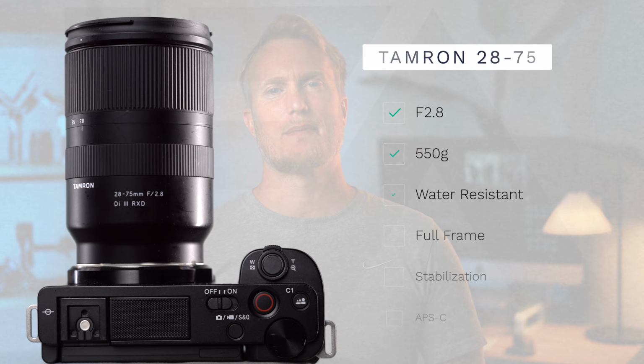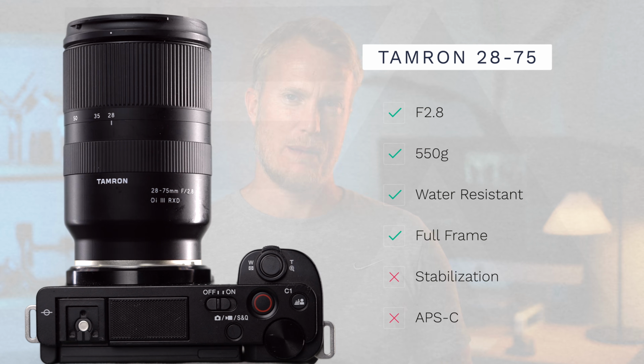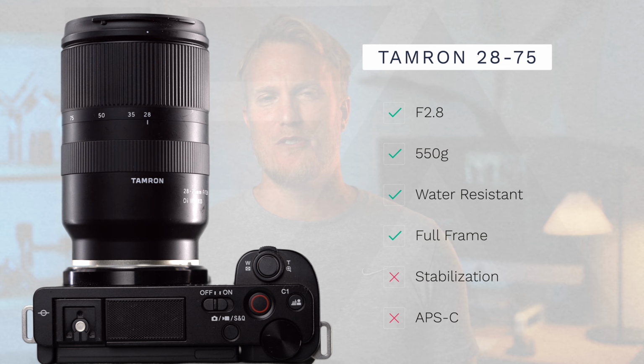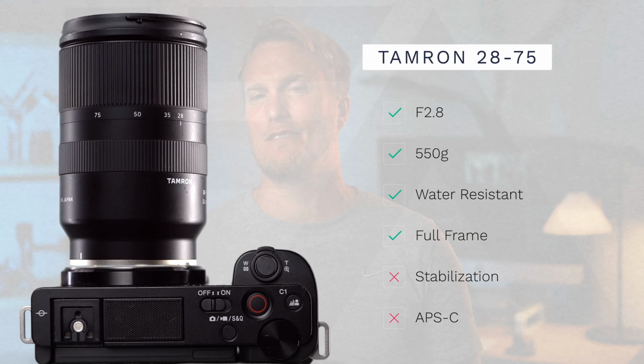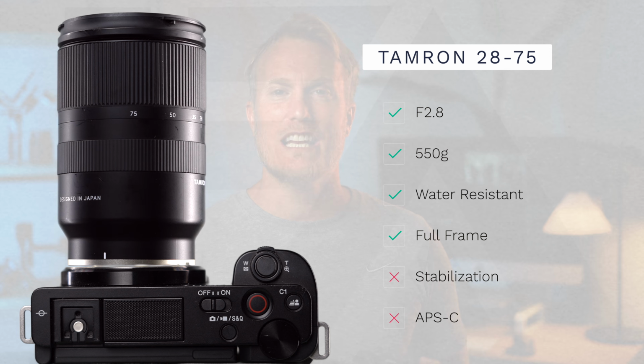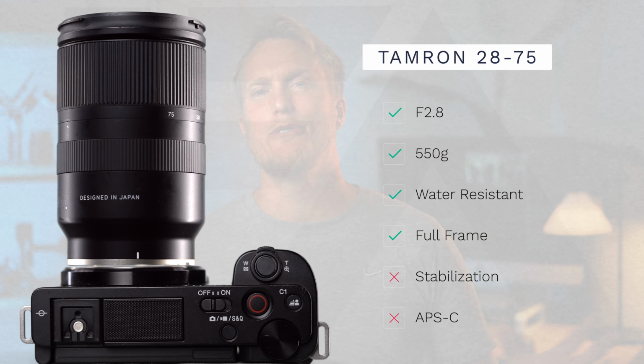Now we're gonna pull out the Tamron 28-75 f2.8. Now this one is also a little bit more expensive, but again, you're gonna get some great pictures out of whatever camera you're using it with. It is a full frame lens and it doesn't have stabilization, but I use it on almost 90% of any of the client work I do out in the real world.